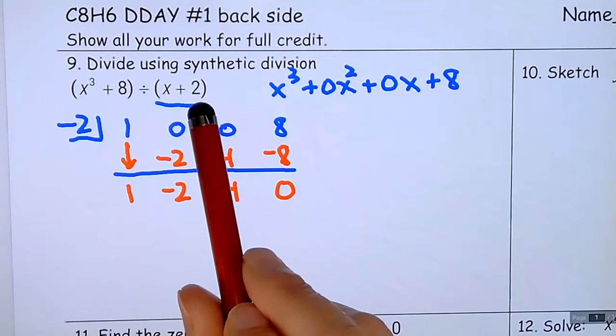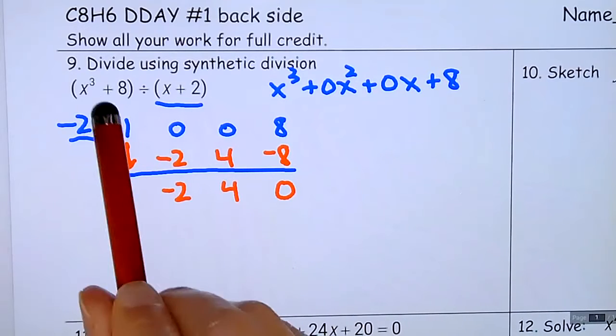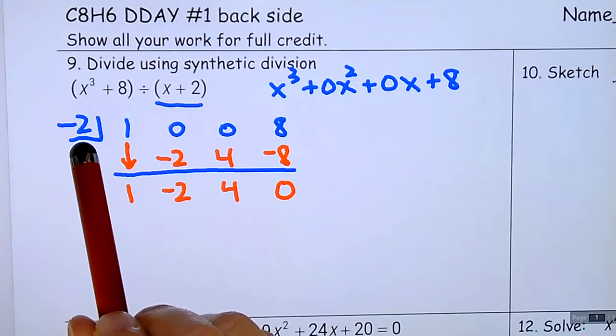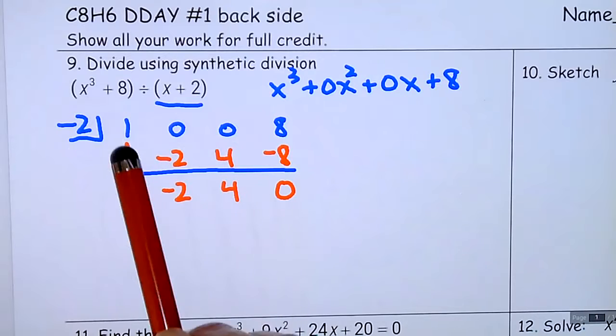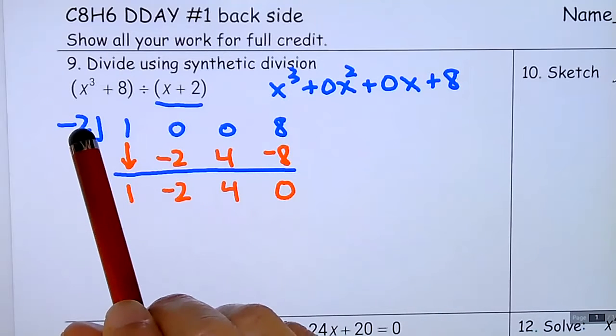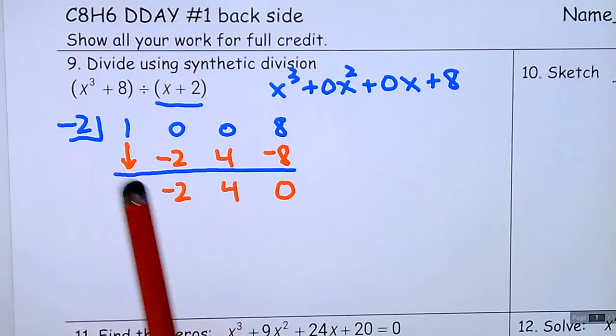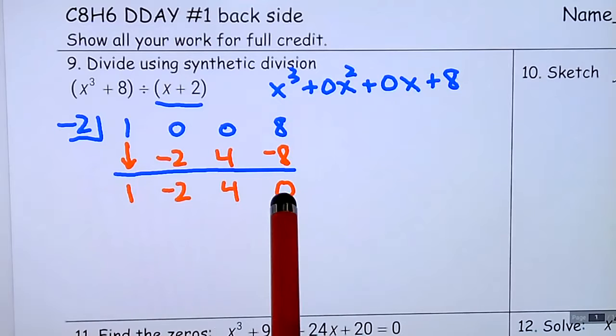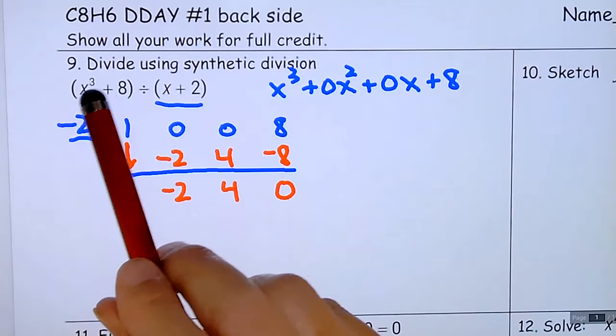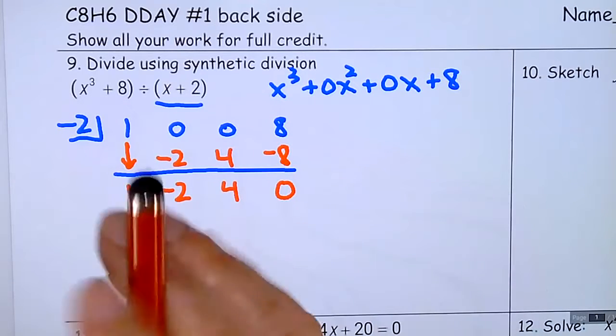So that meant that x plus 2 was a factor. It also means that -2 is a solution, okay? If I did not get a 0 here, then that number would not be a solution, okay? This number here would be what I get when I put this number into the polynomial. But in this case, I am just dividing.